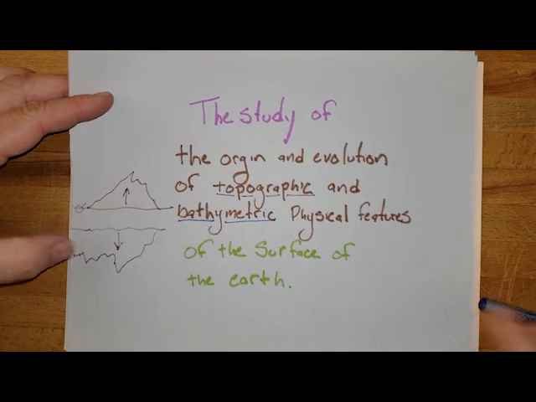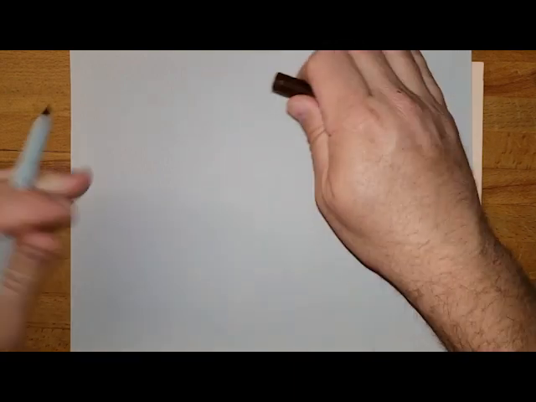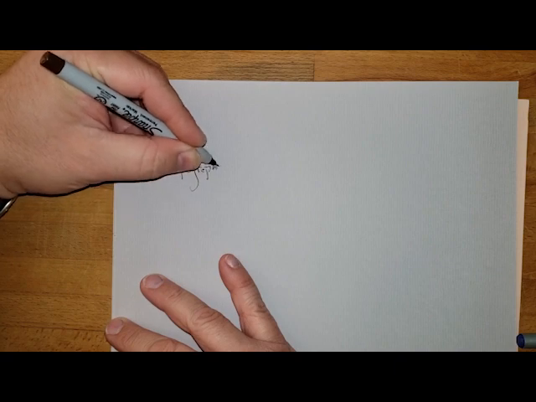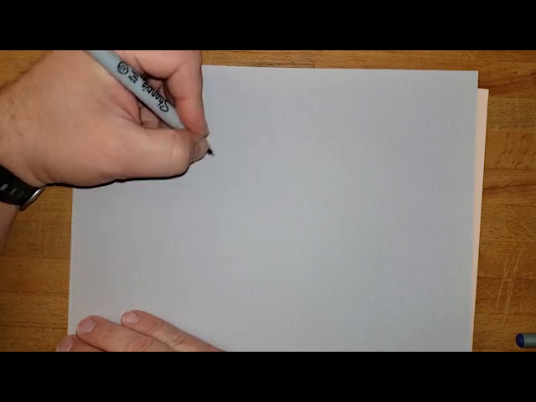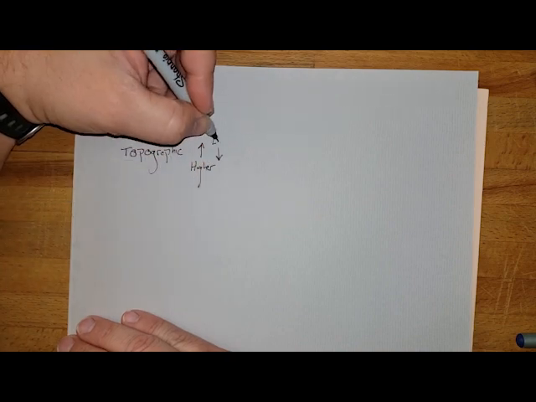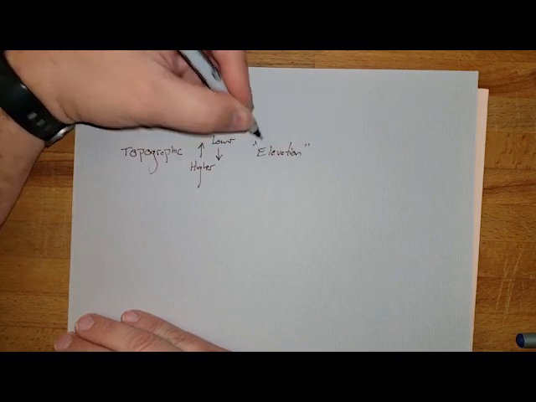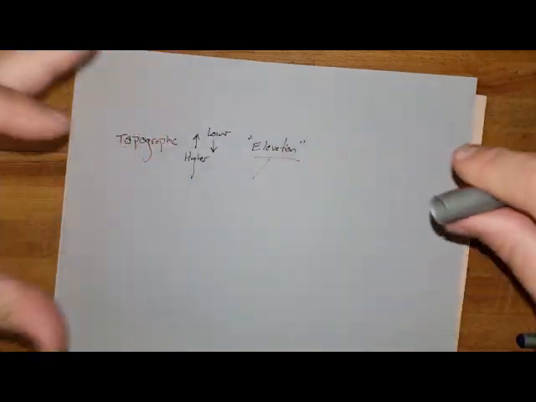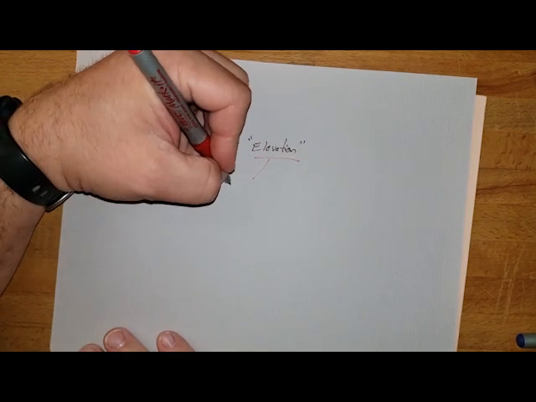All right, well, let's take a look at these topographic and these bathymetric features. If we were to try to pinpoint this a little bit better, we would say topographic features are those features that are going to be going higher or lower in elevation. Higher or lower in elevation. Now, what's this elevation all about? Well, elevation is referring to the distance or the vertical distance, how high we're going from sea level.